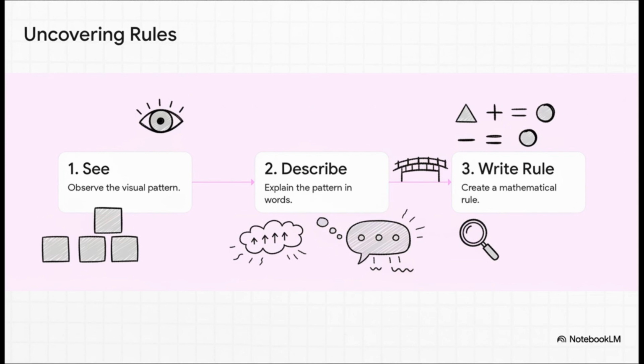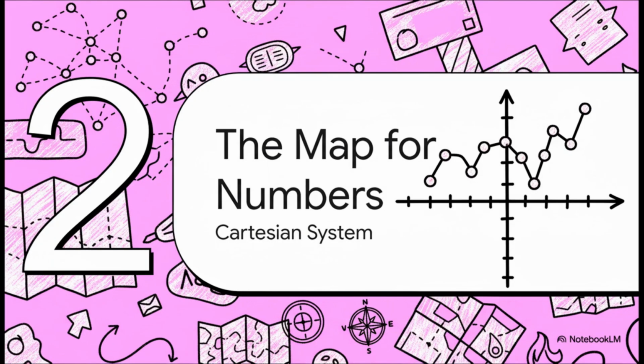So step 2, we put it into words. You start with one block, and then you add one more for each new step. And finally, boom, we can write a rule, like the number of blocks is equal to the step number. Just like that, we took a picture and turned it into a math rule. That's an awesome start, but a rule by itself is kind of floating in space. We need a place to put it. We need a map, somewhere we can actually plot our points and see the connection come to life.